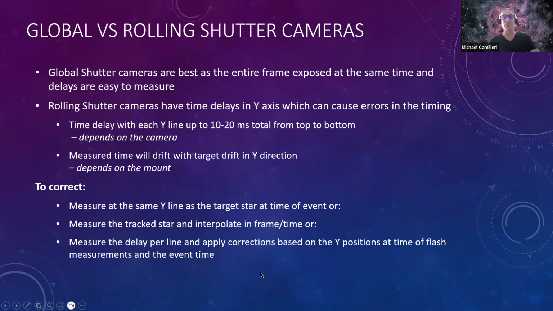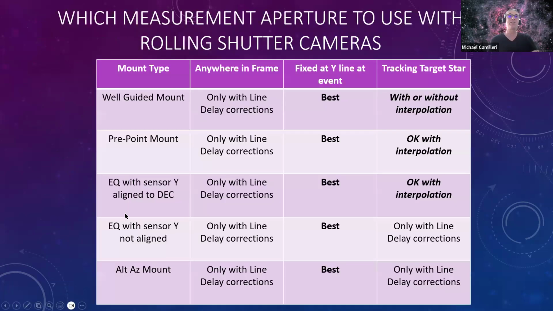In a nutshell, because I've written pages and pages of this in my documentation, depending on what your mount is, there are various things that you should or shouldn't do. If you have a guided mount, then you're in good shape. Pre-point mounts will drift consistently in the Y direction. Interpolation will fix them. If you align your sensor on an EQ mount, it will drift in the right direction in the right way, or not drift in Y at all, or at least not much. But if you have an alt-az mount or an unaligned EQ mount sensor, then you may have some issues, and that could introduce some minor errors into the timing. So it's best to take care of those if you can.